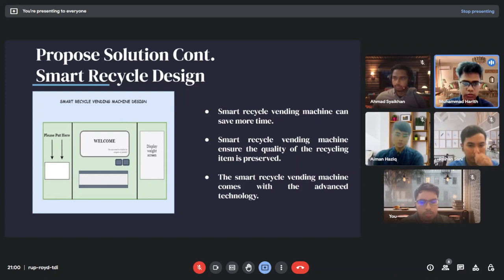Moving on to the smart recycle design, I'm going to pass to my friend, Raihan. Thank you, Mr. Harib. Okay, for the next proposed solutions, firstly, smart recycle vending machine can save more time. And then secondly, smart recycle vending machine ensures the quality of the recycled item is preserved. And then, the smart recycle vending machine comes with the advantage of technology.